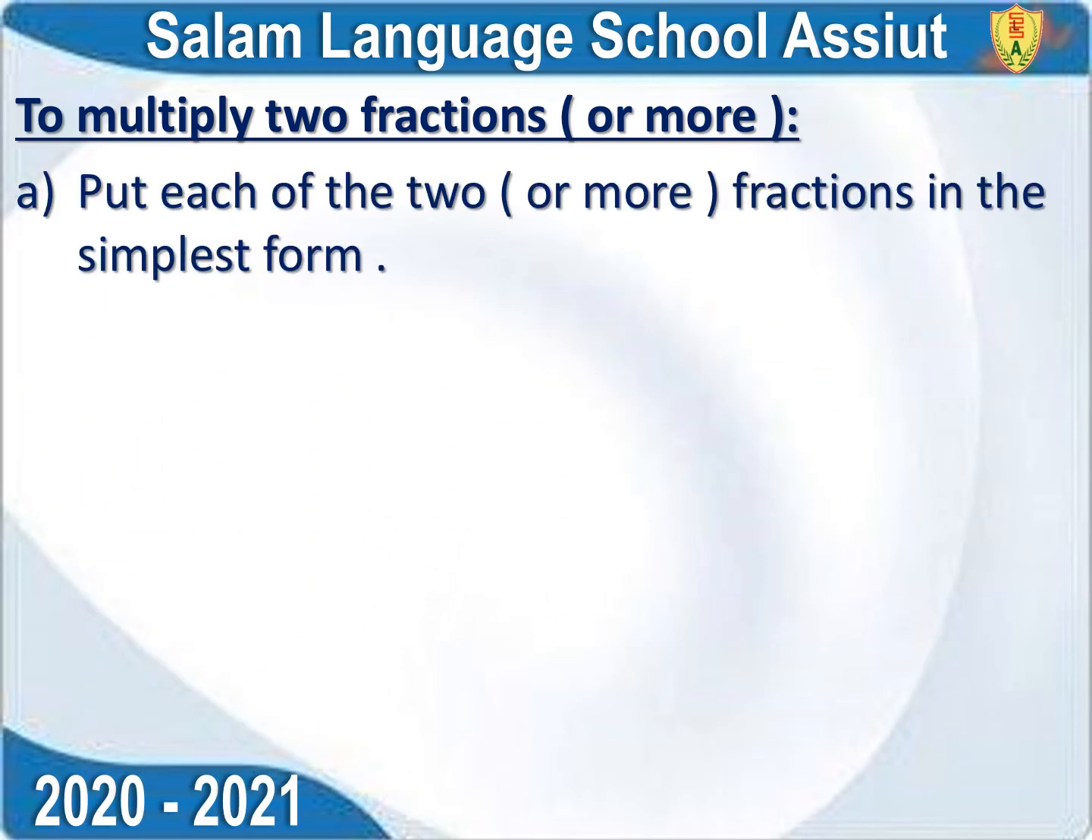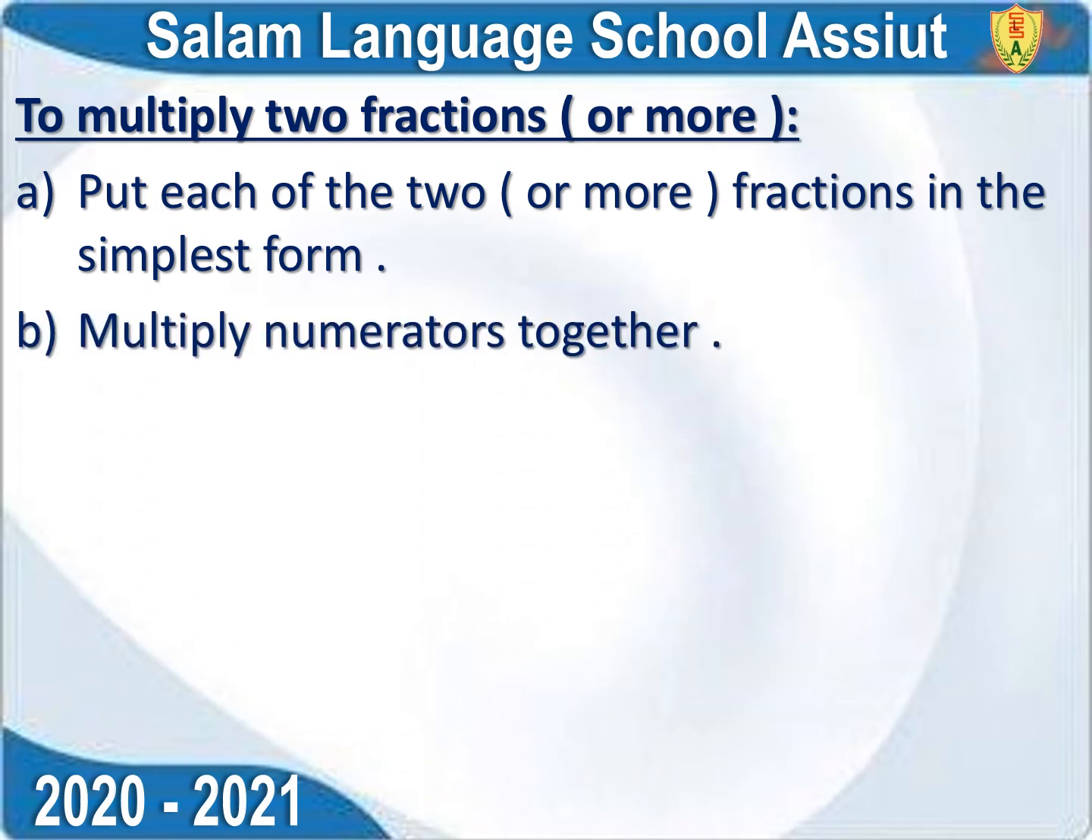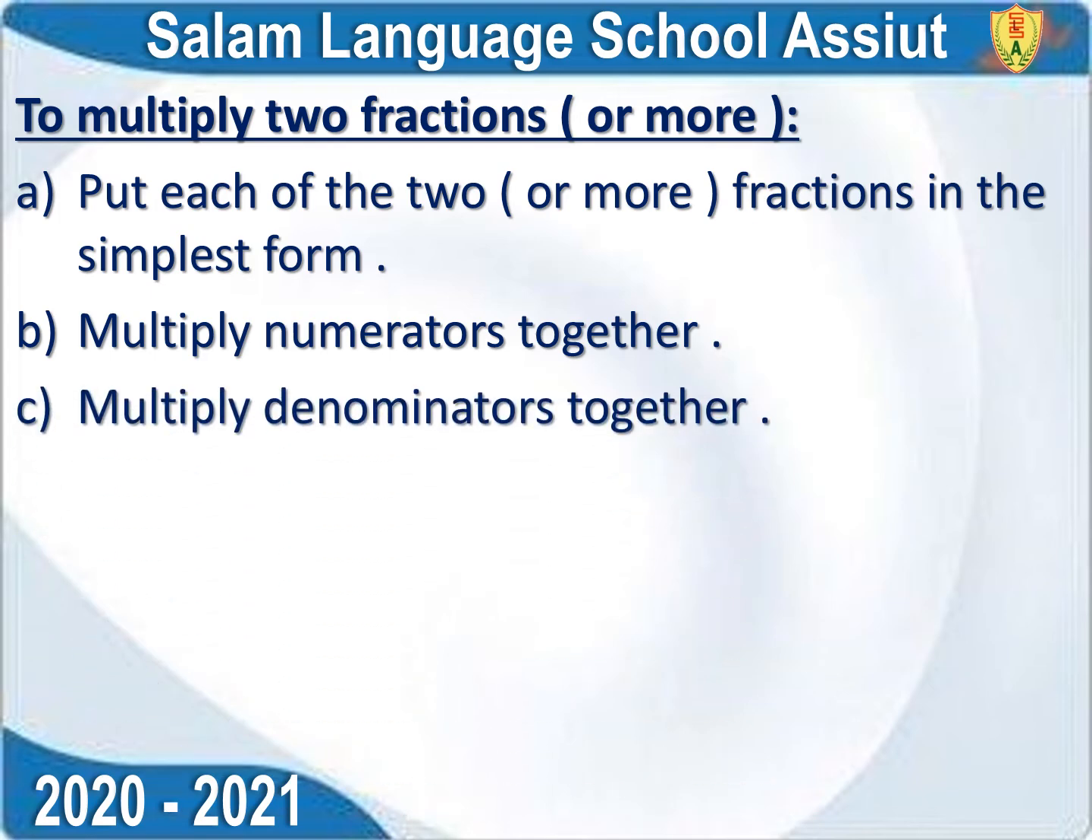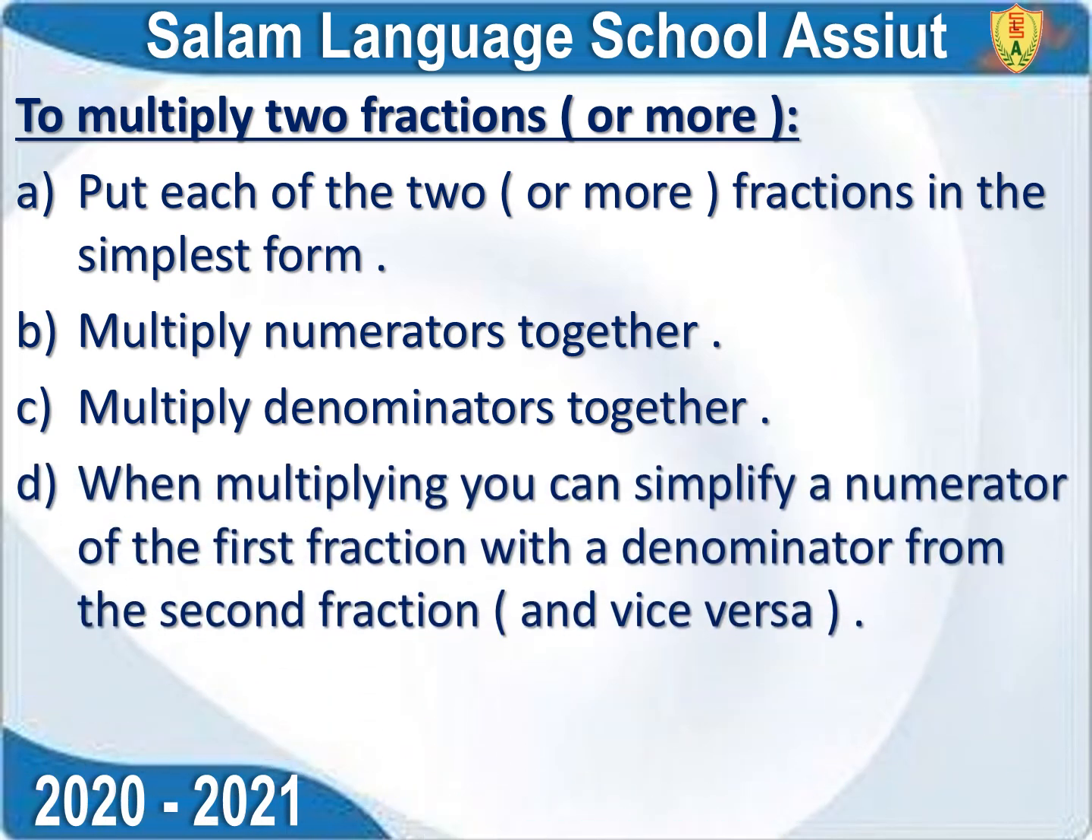A. Put each of the two or more fractions in the simplest form. أسهل على نفسي من البداية إن أنا أعمل simplifying لأي fraction قبل ما أبدأ المسألة. B. Multiply numerators together، يعني النمبرز اللي من فوق numerators أعمل لهم times مع بعض. C. Multiply denominators together.